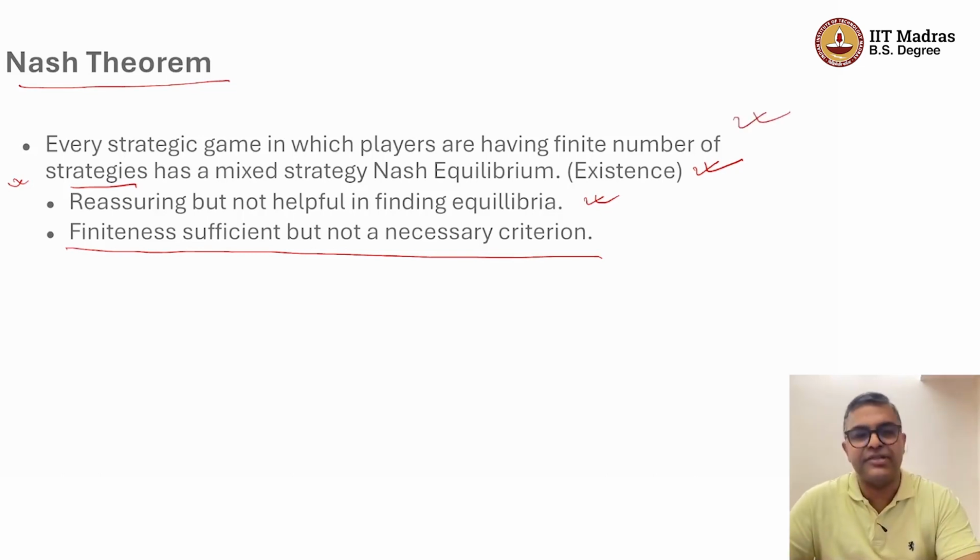The existence theorem is due to John Nash. He proved it using Kakutani's fixed point theorem. We will not become that mathematical in this course, and therefore we are not attempting to even prove the existence of Nash equilibrium.